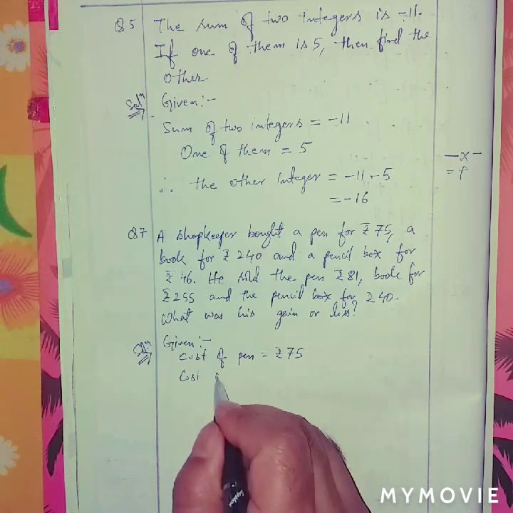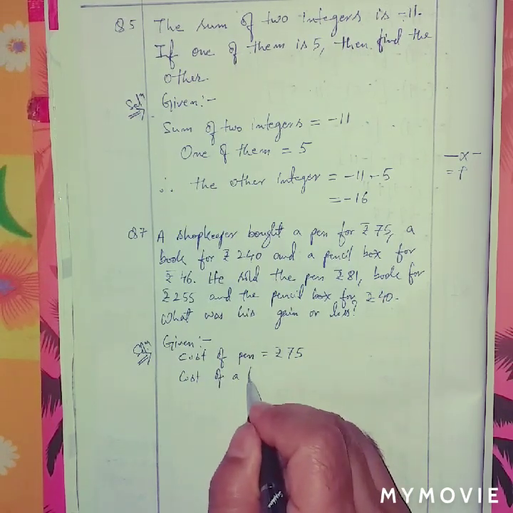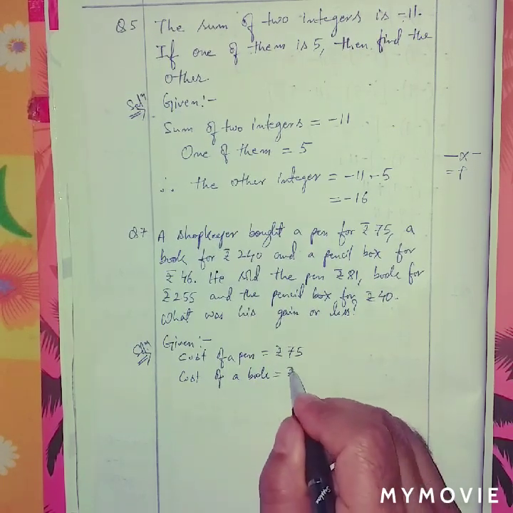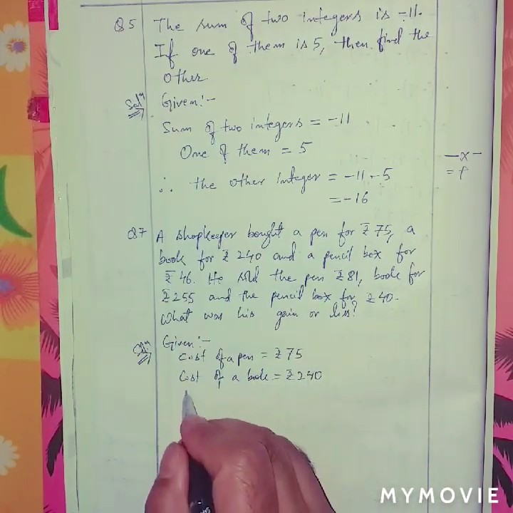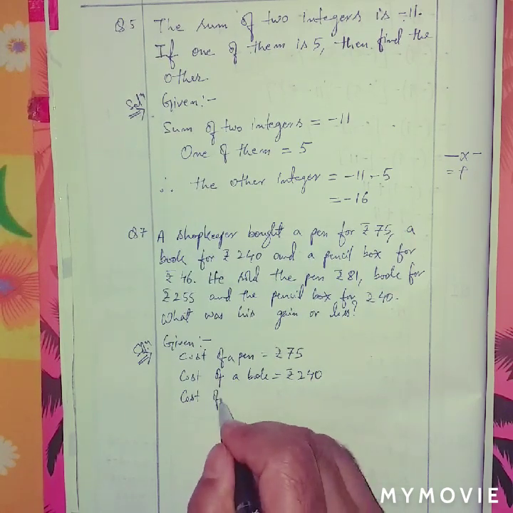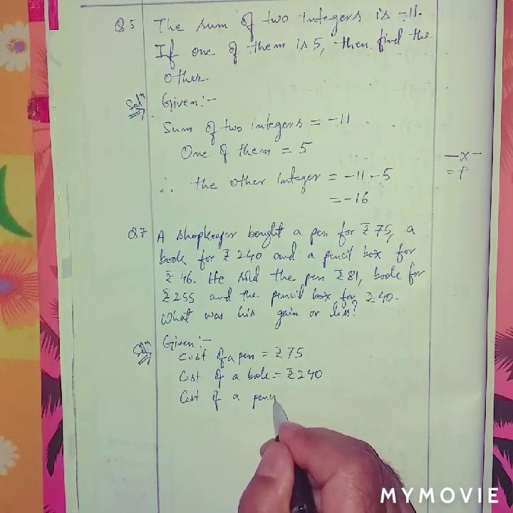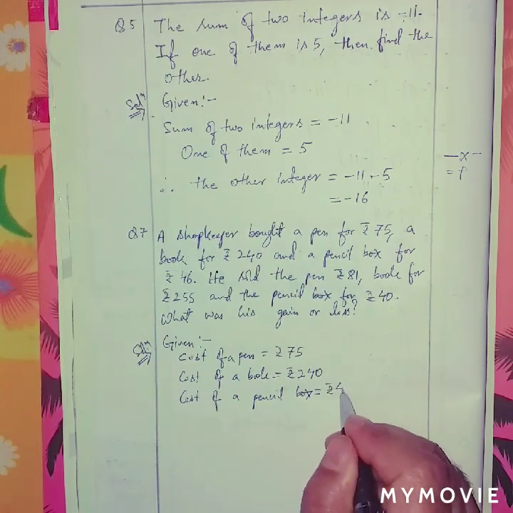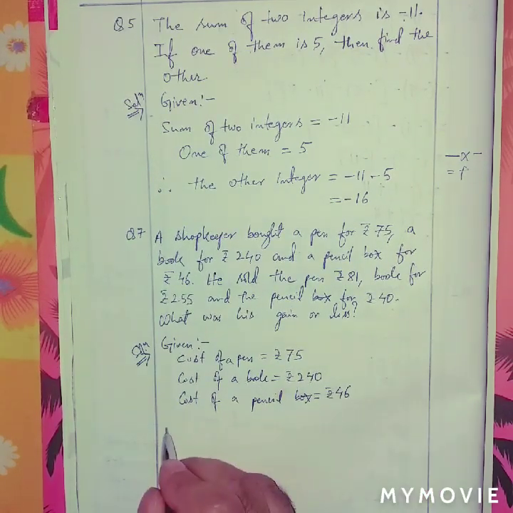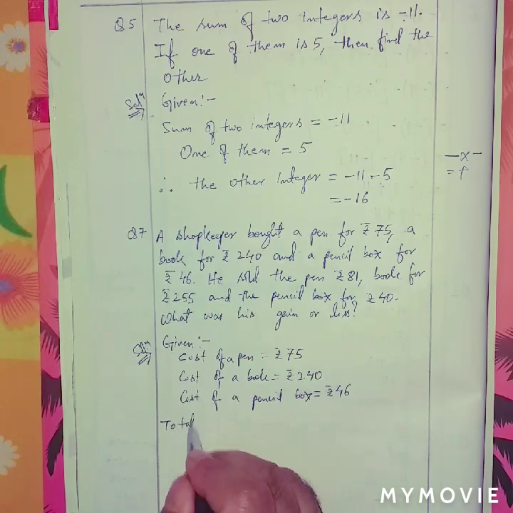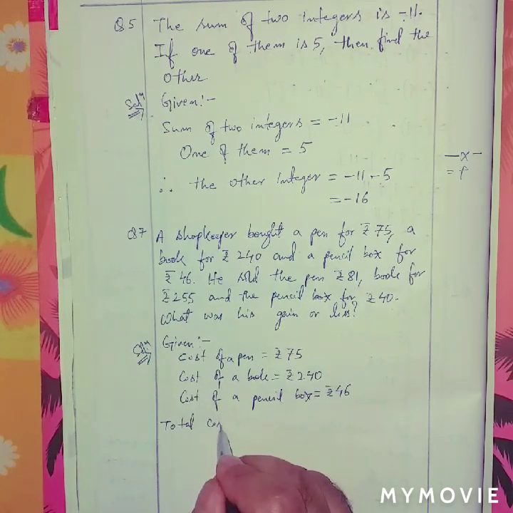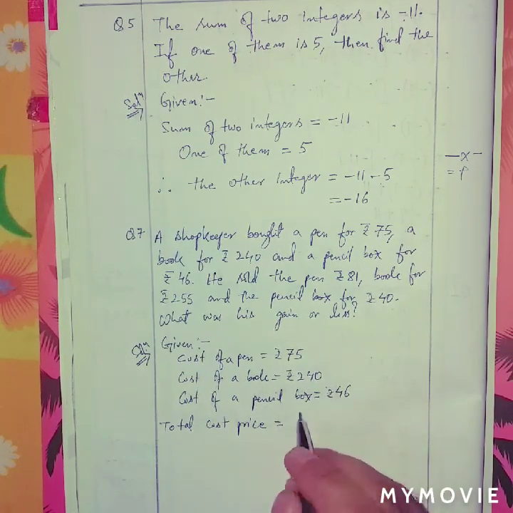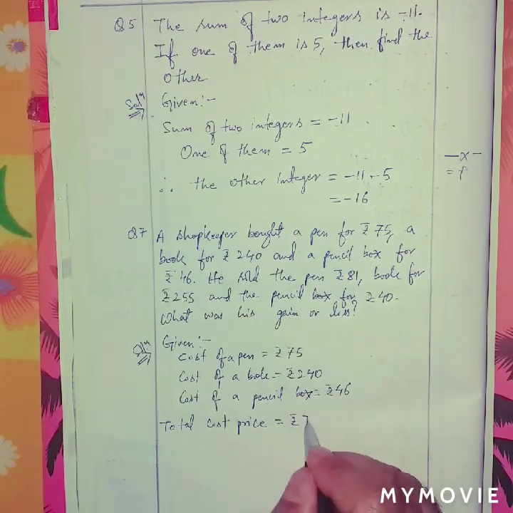Cost of a pen, a book, rupees 240. Cost of a pencil box is equal to rupees 46. Now we have to calculate the total cost price, which includes all these three.